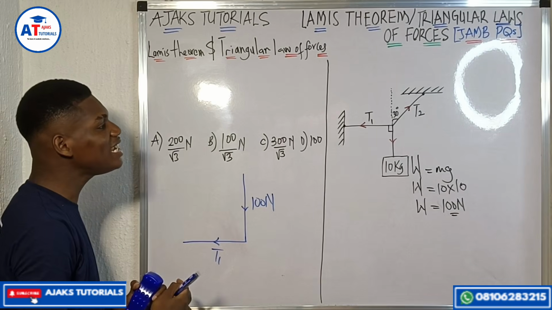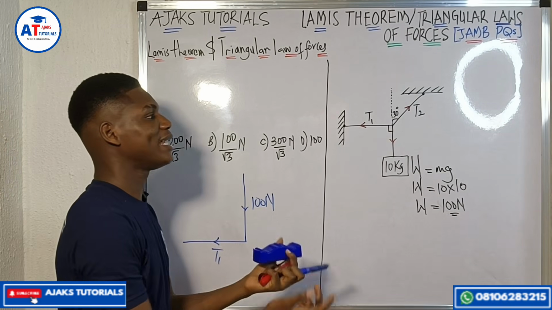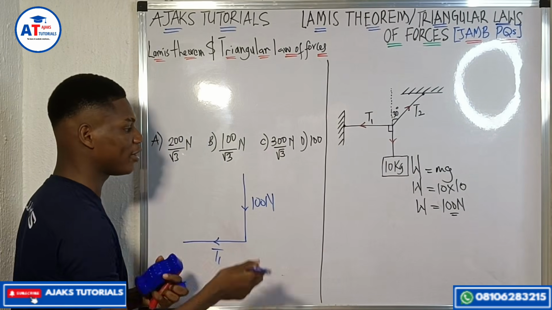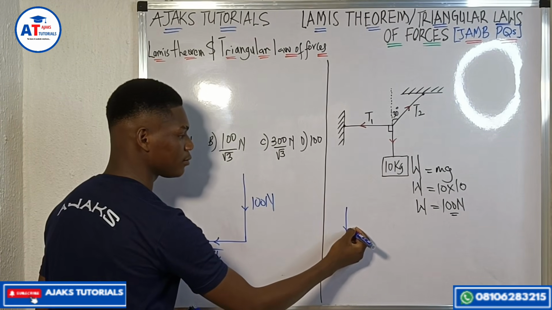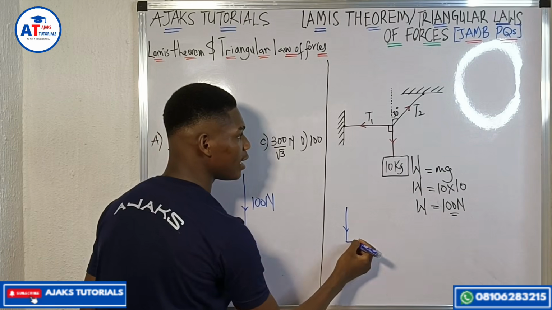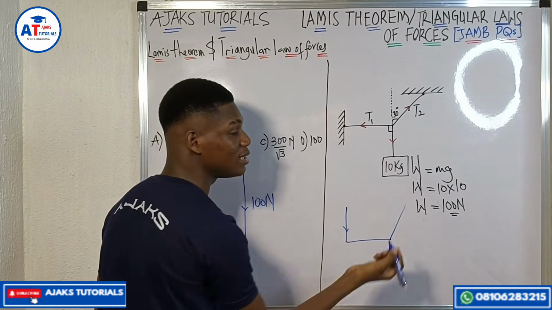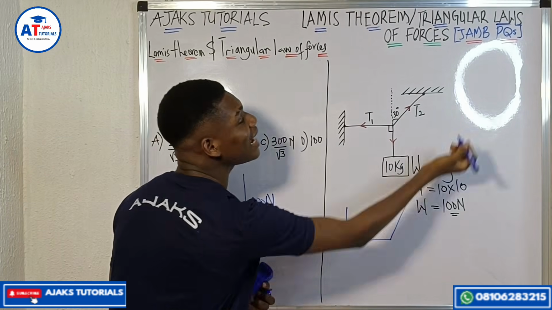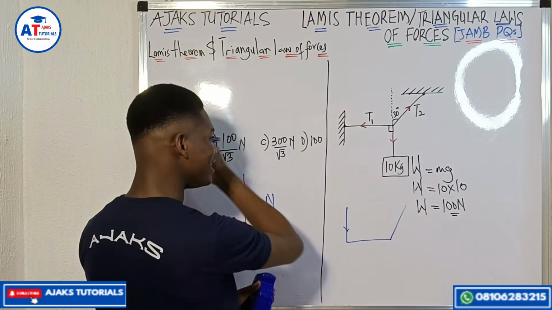Now imagine you assumed that this one was going like this. How will your triangle be like? Your triangle will be like this, this one like this, this one like this. Is it a triangle? It's not a triangle now. There is no way that you want to bring this one here since it's like this. So please, tension is always like this.